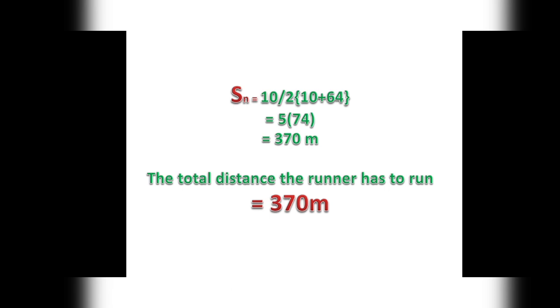And in this problem, as we know that the last term is 64 and the first term is 10, we can use the second formula, Sn is equal to 10 by 2, where 10 is n, and when you multiply 5 into 74, you get 370 meters, which is the total distance the runner has to run to pick all the 10 balls in the competition. So the total distance will be 370 meters.